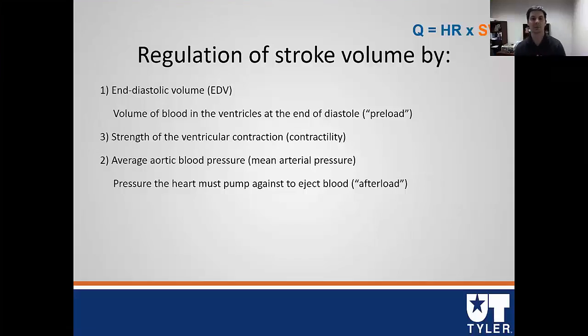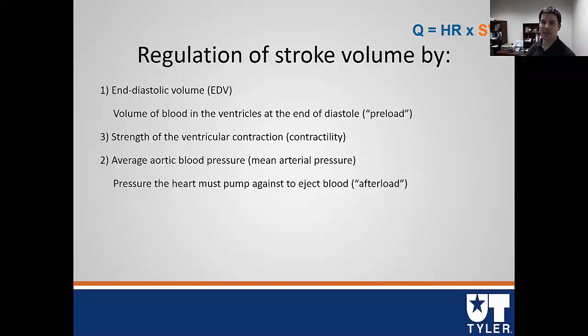We ended the last module talking about stroke volume and how it is affected. And now we're going to go through each of the ways that stroke volume can be regulated during exercise. So what I have here is just, again, the slide from yesterday for a brief review, but stroke volume is mainly regulated by three factors.